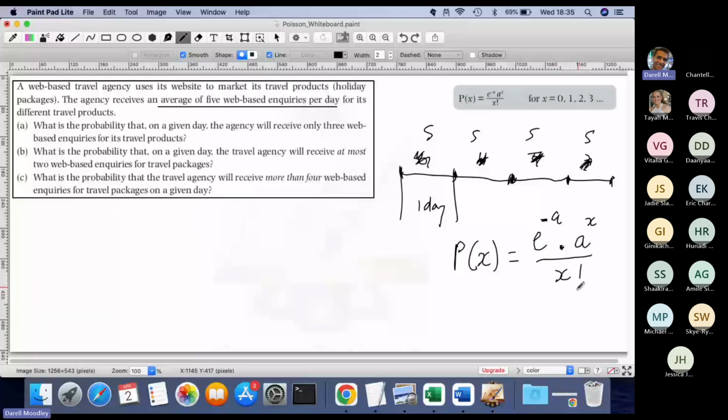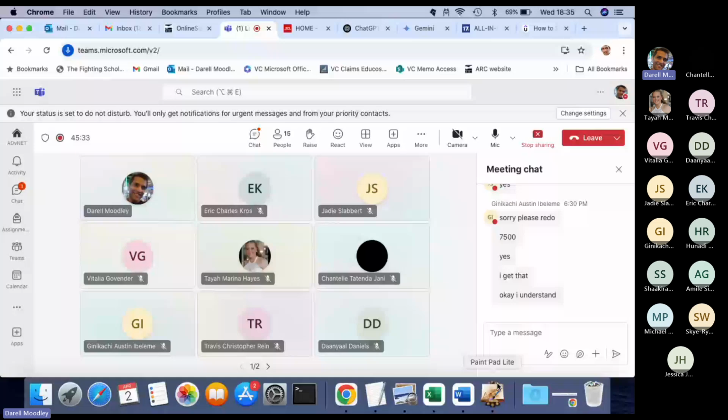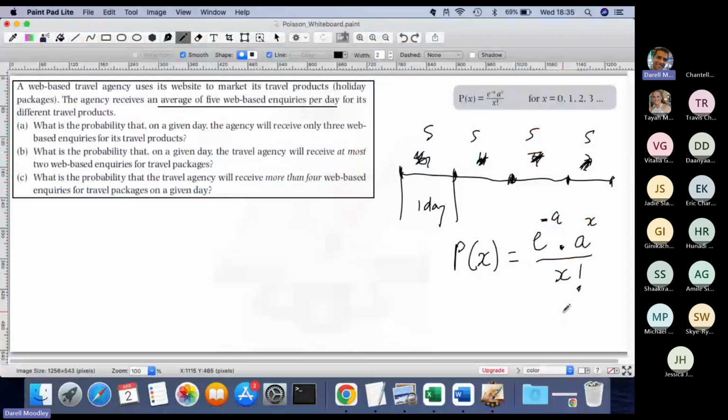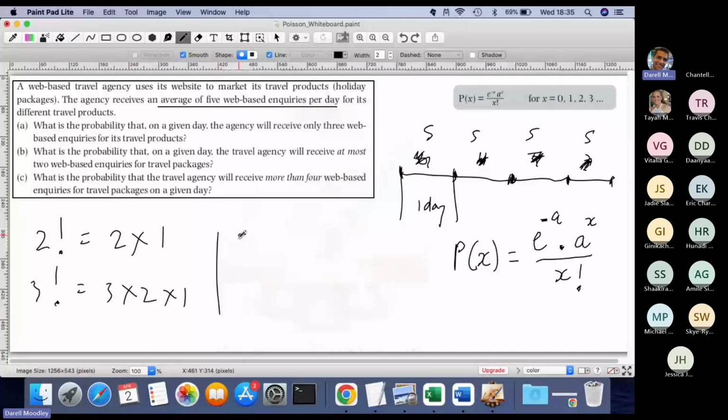Let me just check if there's a question before I move on. Now this x with the exclamation mark, that's known as x factorial. It's very, very simple. If I have 2 factorial, all it means is 2 times 1. If I have 3 factorial, it means 3 times 2 times 1. If it's 5 factorial, it means 5 times 4 times 3 times 2 times 1.